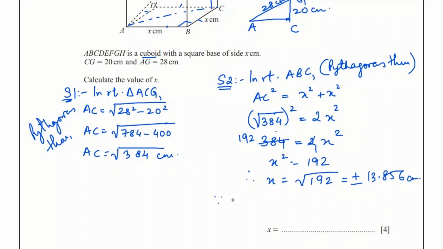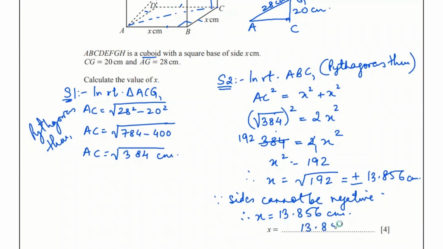Since sides cannot be negative, therefore x is equal to 13.856 centimeters. The answer is 13.856 centimeters. Don't forget the units.